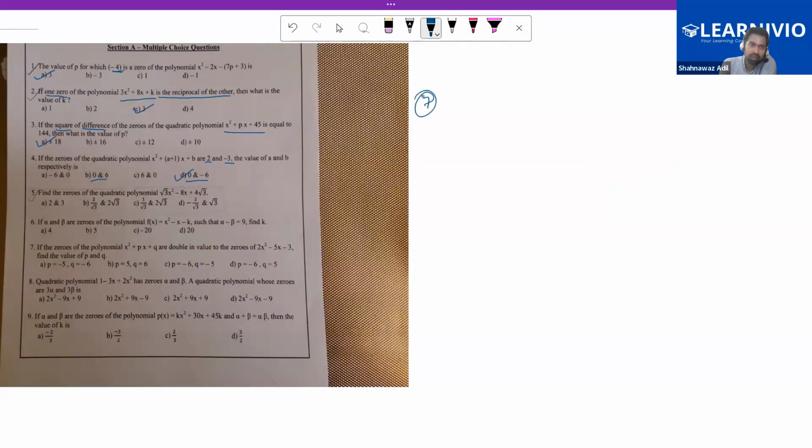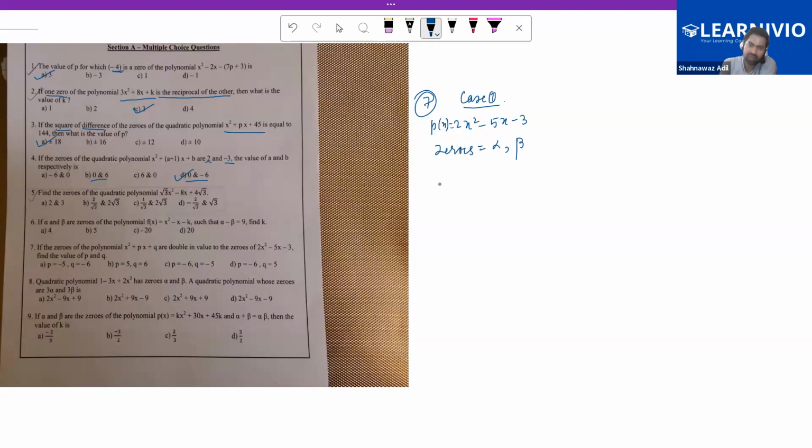Okay, so if the zeros of the polynomial are double in value the zeros of the other polynomial, find the value of p and q, right? So let's say this polynomial is case 1, right? Case 1 is that you have 2x squared minus 5x minus 3. There are lots of ways to do this problem, right? But let's say that this is the polynomial and its zeros are alpha and beta. Is it clear?